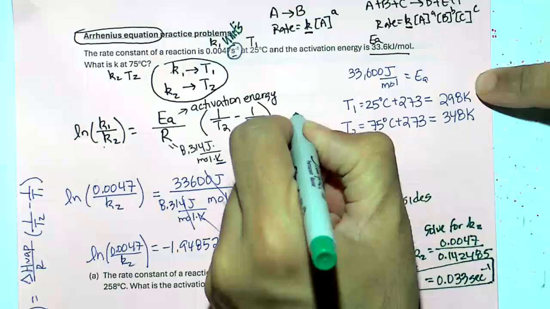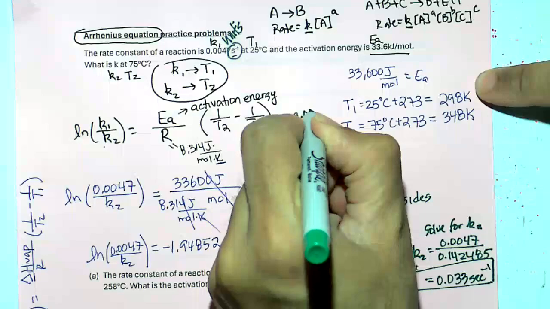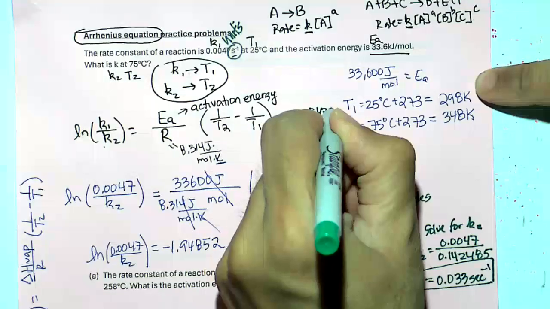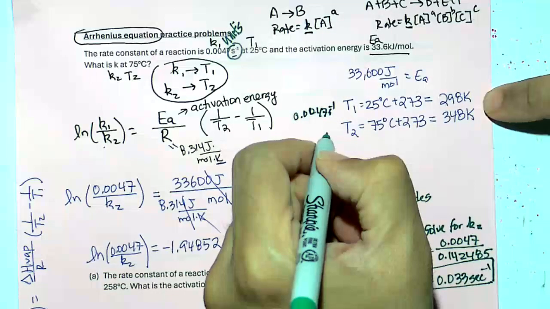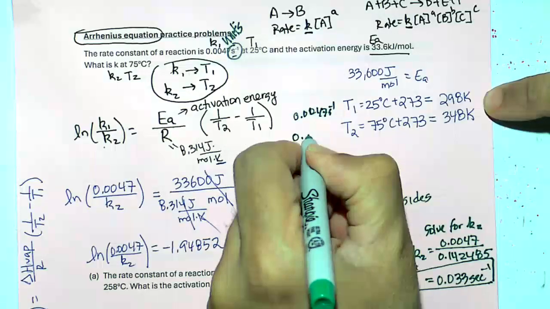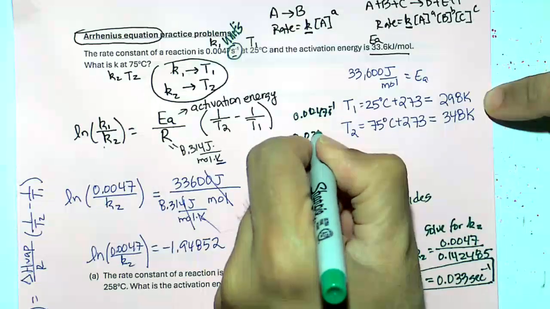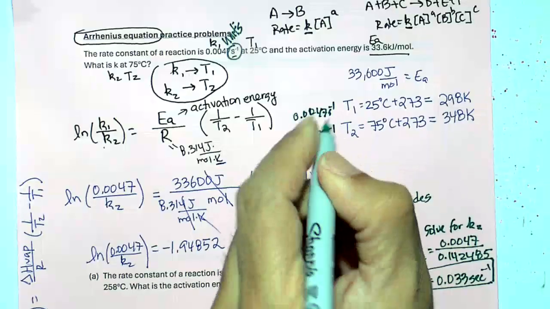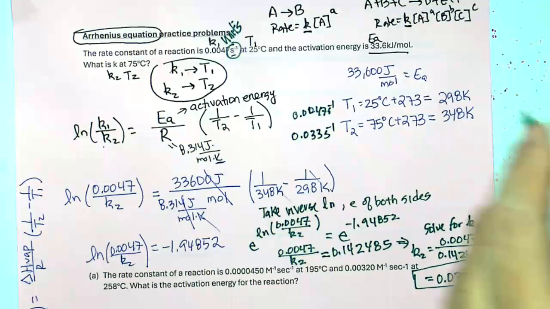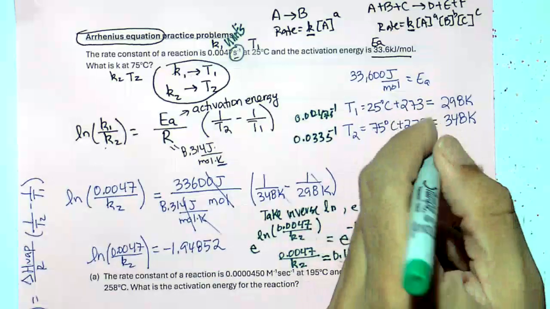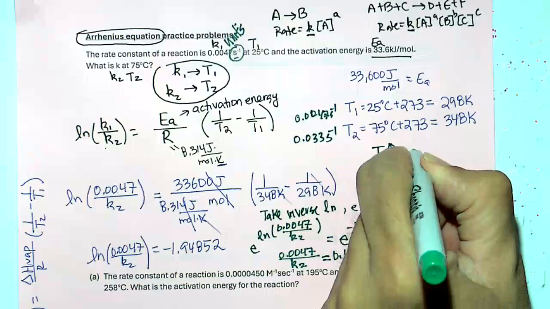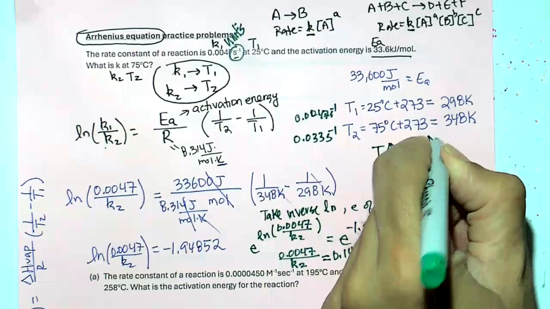All right, so the K at 298 is 0.0047 inverse seconds. You raise the temperature and the rate constant speeds up almost 10 times as fast: 0.033 inverse seconds. So, yeah, if you increase the temperature, you increase the rate constant.